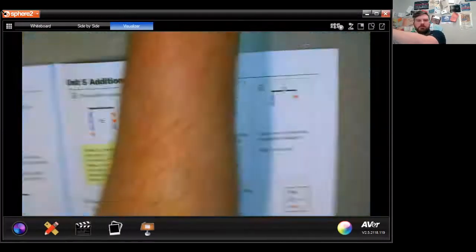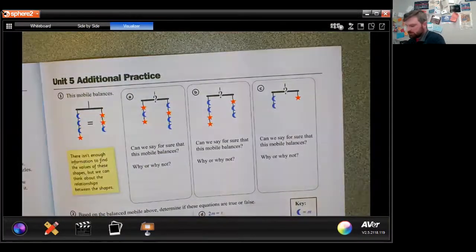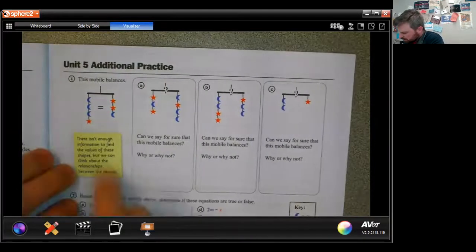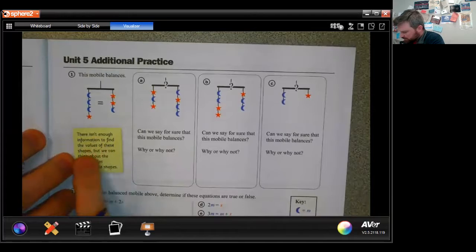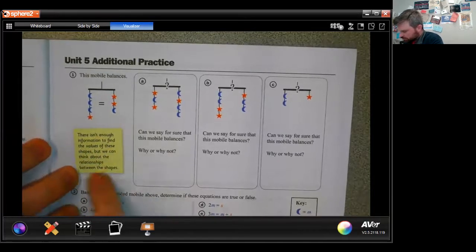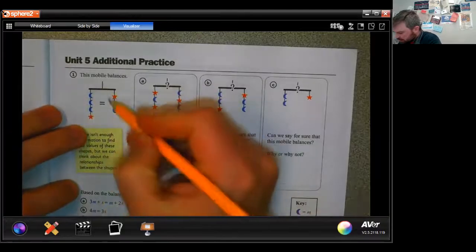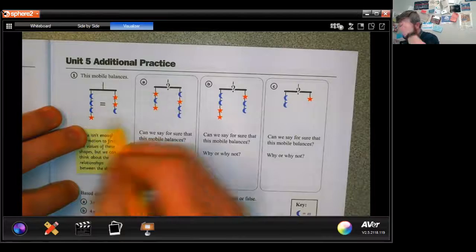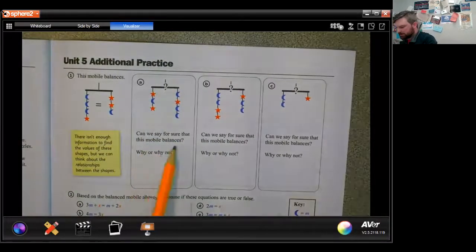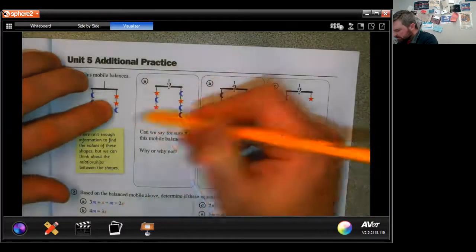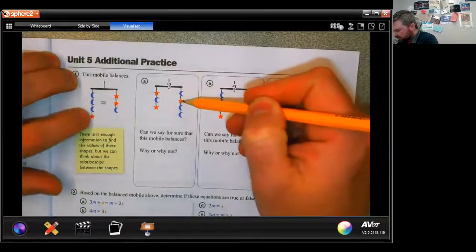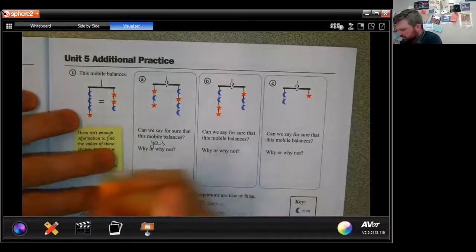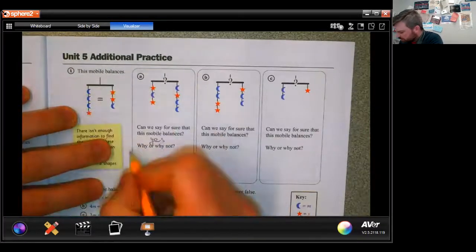Okay, so here we are. It says here that this mobile balances. Okay, there isn't enough information to find the values of these shapes, but we can think about the relationships between the shapes. Okay, it looks like here I've got 2 and 3 moons and a star and a moon. And it says, can we for sure say that this mobile balances? Okay, so I had 2 and 1, so 2 and 1, and then I had 1 and 3. So yes, this one's gonna balance because it's just rearranged. It's the same, just rearranged.